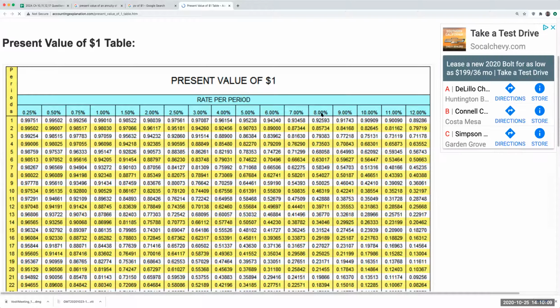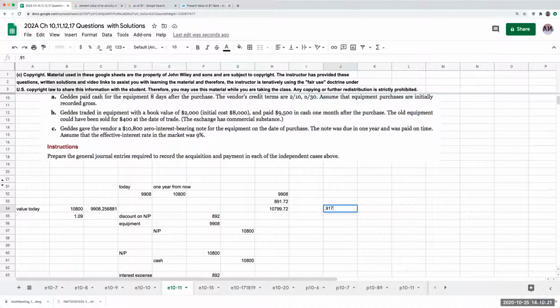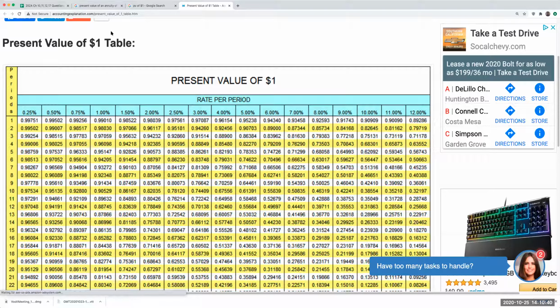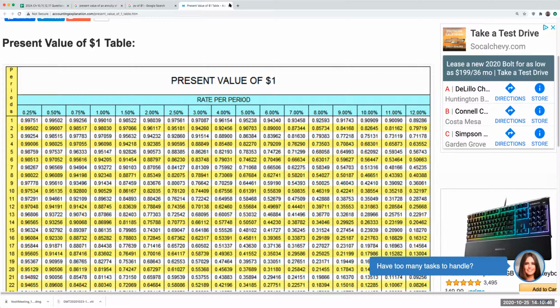let's make this bigger, see what it gives us. Oh, perfect. So right over here, I've got one period at 9%, or 0.91743. If I multiply this through, I'm going to get 9908. So by dividing this by 1.09, this is the same value that you're going to get on the present value table. So that's the way that I would go through and solve this particular one. You do not need to use the present value table in this situation. Rather, that's how you would do it.